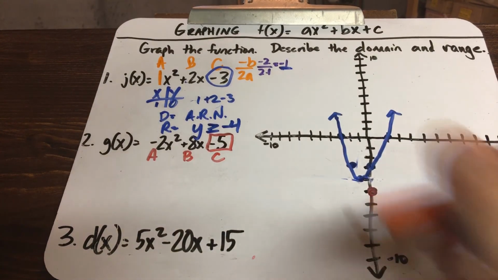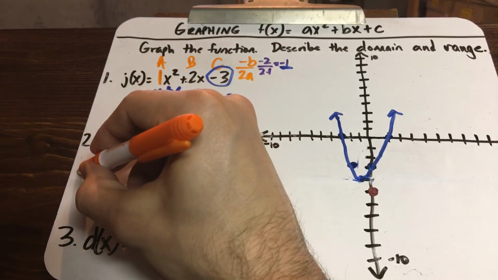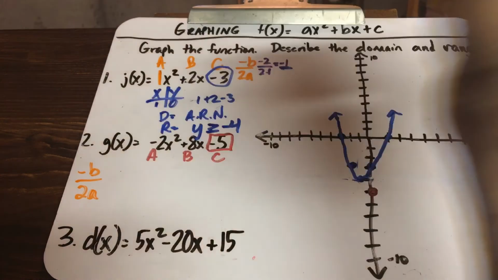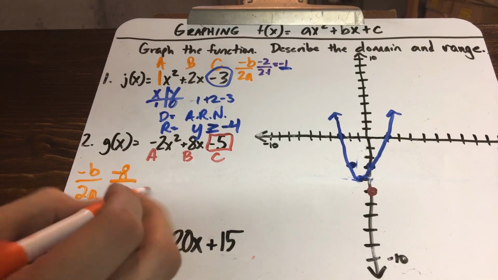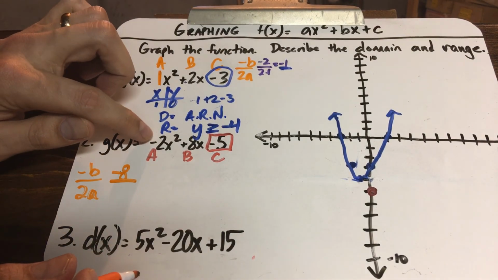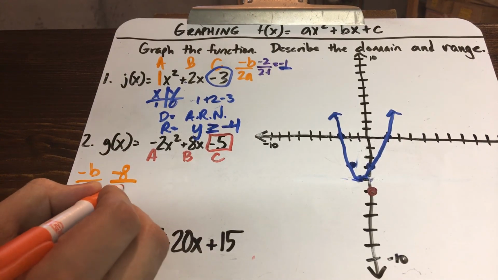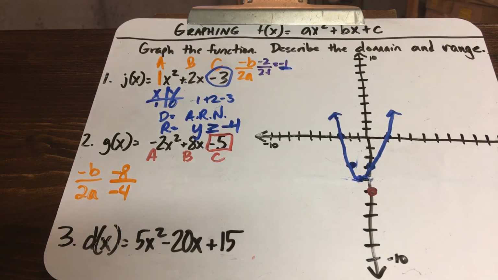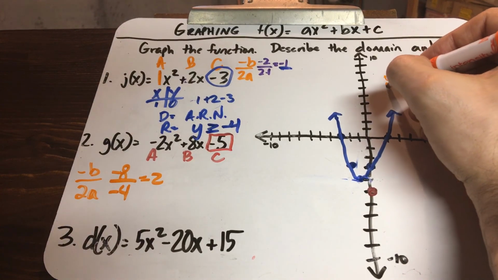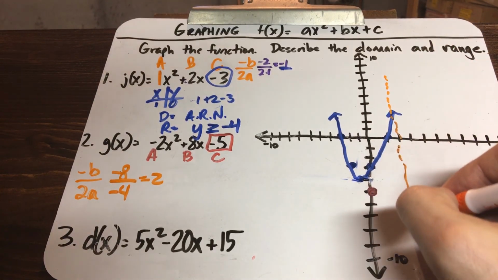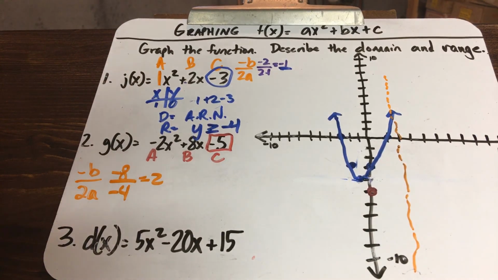All right, let's do the axis of symmetry. Axis of symmetry says negative b over 2a. So I'm going to have negative 8 over 2 times a. 2 times my a right here, which is negative 2, is negative 4. So I have negative 8 divided by negative 4, that's 2. So I know this line right here, x equals 2. If I can draw it straight, that's going to be the middle of my parabola.